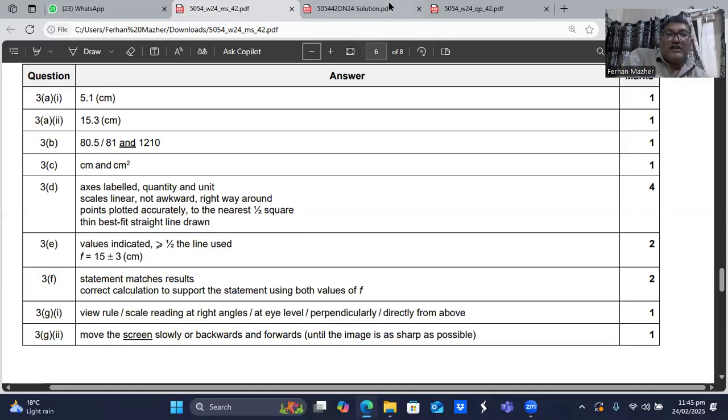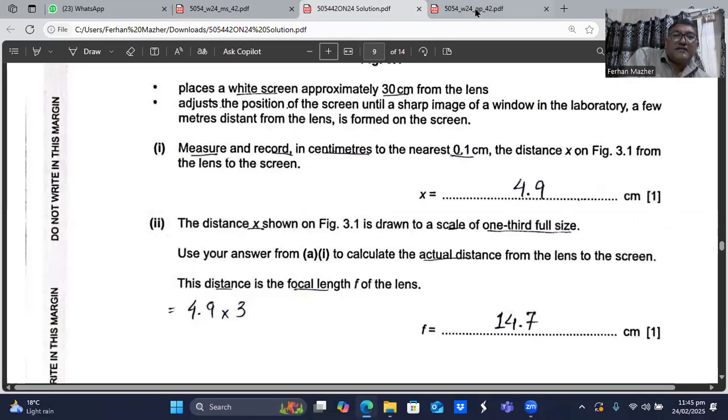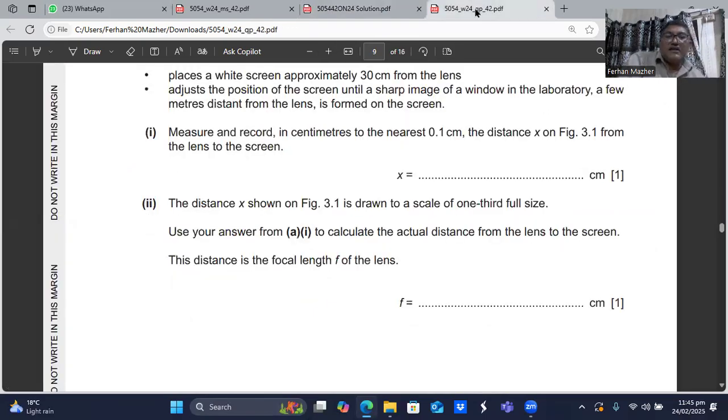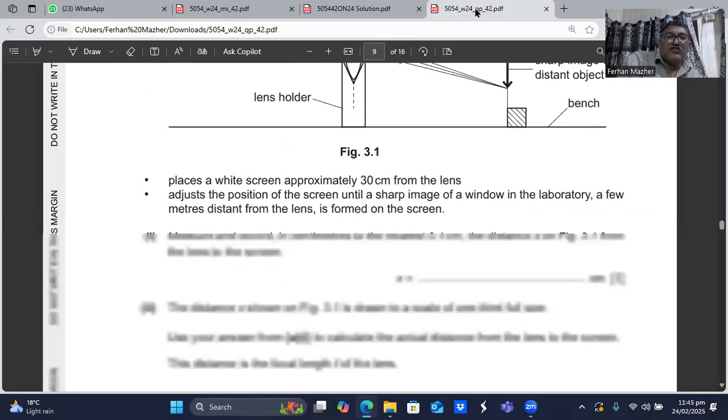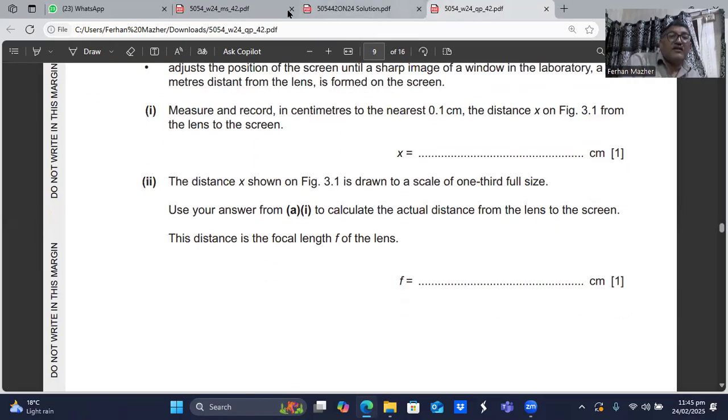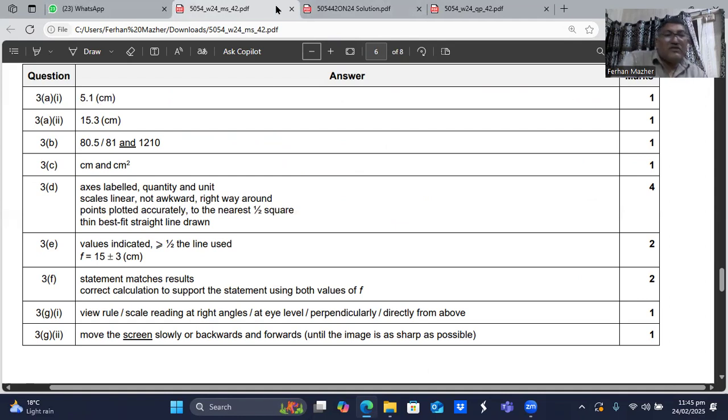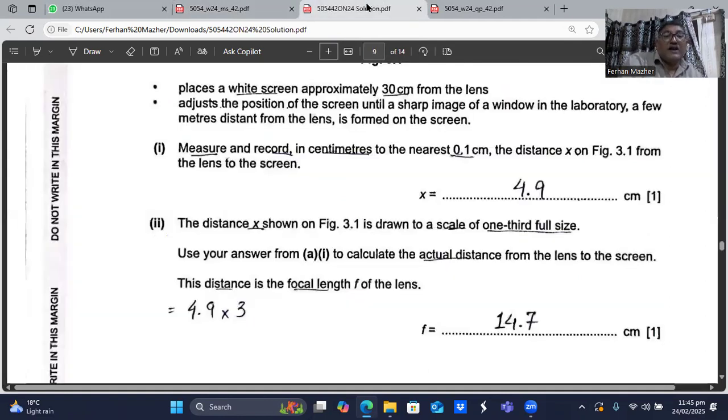This is the question number 3A, second part. The marking scheme says 15.3, plus or minus a tolerance. Our answer is 14.7 because this reading is a little bit less than the real value. But our answer is right. The technique is the same.